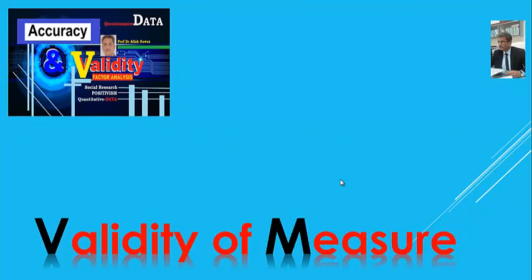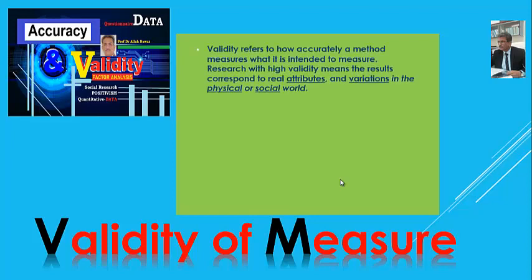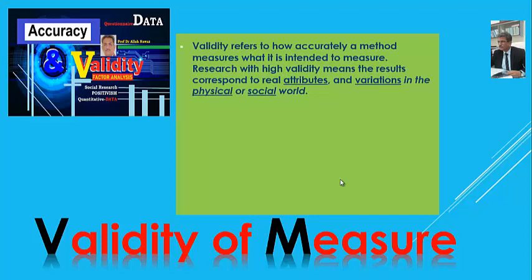Now let's talk about the validity, or as we have defined it, the accuracy of data, and the application of measures or tools to compute the validity of our measure. Validity refers to how accurately a method measures what it is intended to measure.